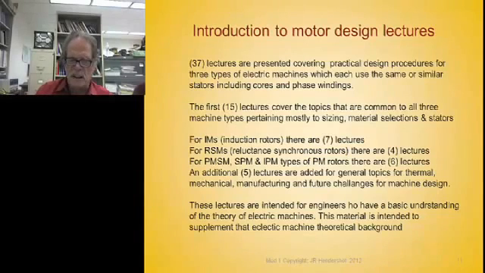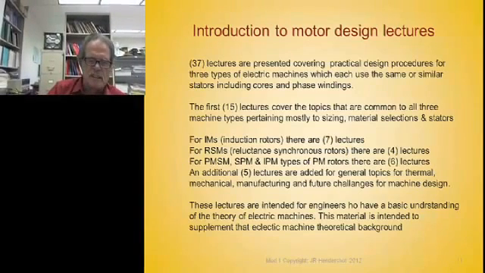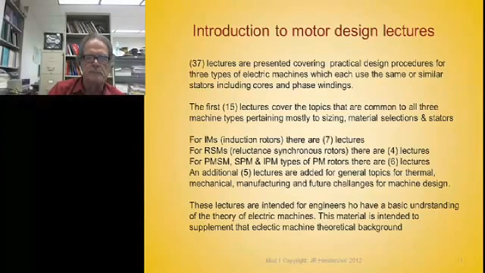designed for engineers who have a basic understanding of the theory of electric machines. It's not intended here to reteach that material. This material is intended to supplement the knowledge of engineers so that they know how to apply their theory to the practical design of a machine.